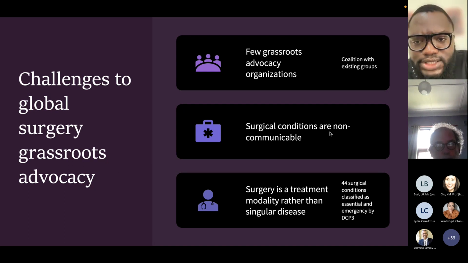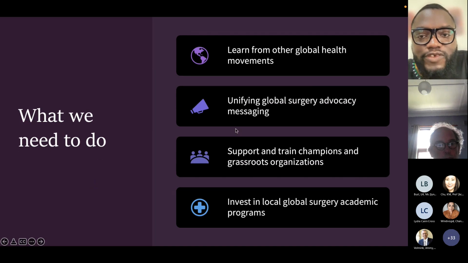I also think that one of the challenges of surgical conditions is that they're non-communicable. And so it's really a challenge to get policymakers sometimes to address this, unlike something like COVID, which transcends borders and which transcends individual communities. So this is a challenge that we have to think about in terms of messaging. But surgery itself is not a disease. It's a modality of treatment that encompasses several diseases, and so we need to find ways of unifying our messages.